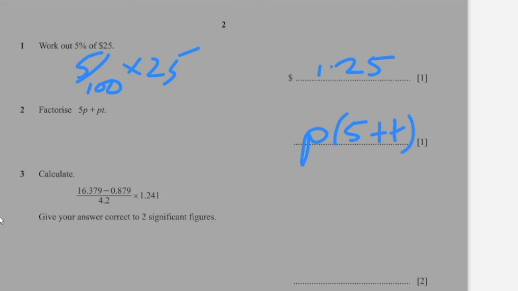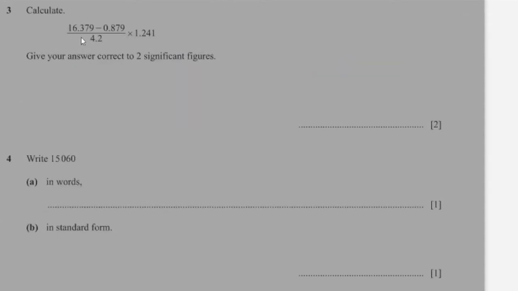Alright, calculate 16.379 minus 0.879 divided by 4.2 into 1.241. Give your answer correct to two significant figures. So we write the same thing in the calculator, and we get the answer as 4.579, and then we round it to two significant figures, so 5 will be rounded to 6 since 7 next to 5 is above 5.